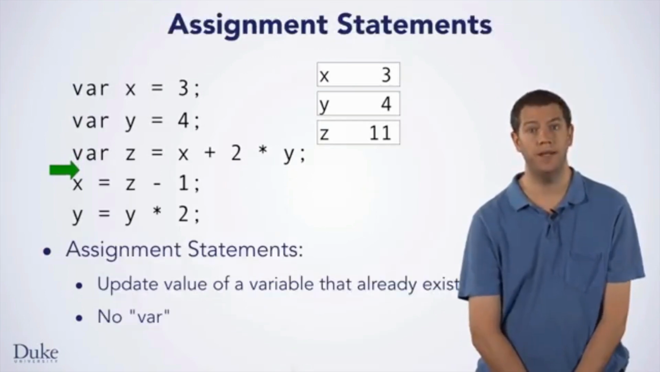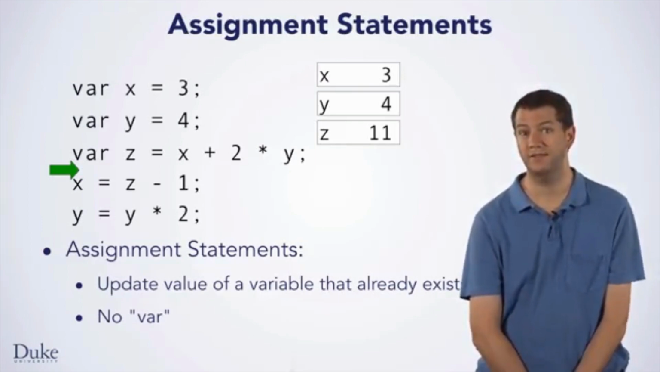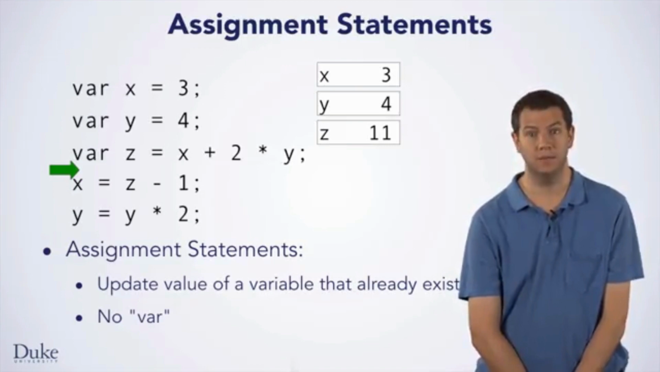You can also update the value of an existing variable with an assignment statement. Notice that the syntax is fairly similar to declaring a variable, except that you do not write var since you are changing an existing variable rather than making a new one. Instead of creating a new box, you will update the value in an existing box, in particular, the box named on the left side of the equal sign. Here, we're going to do x equals z minus 1. So we would compute z minus 1, which is 10, and update x's box to be 10.